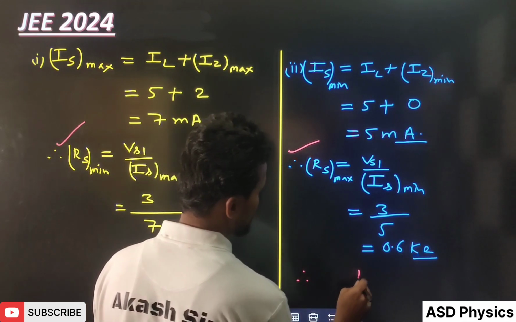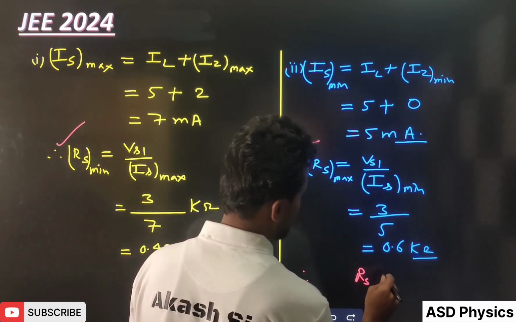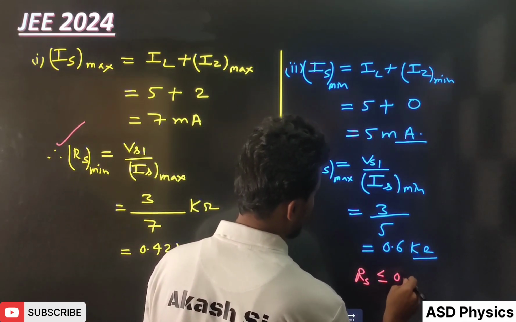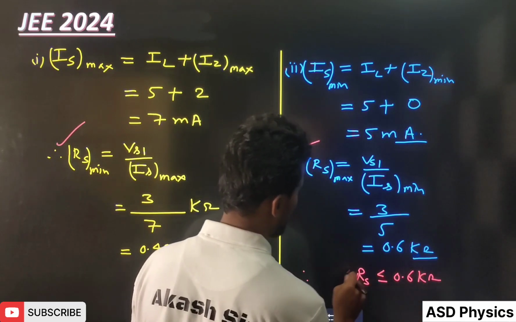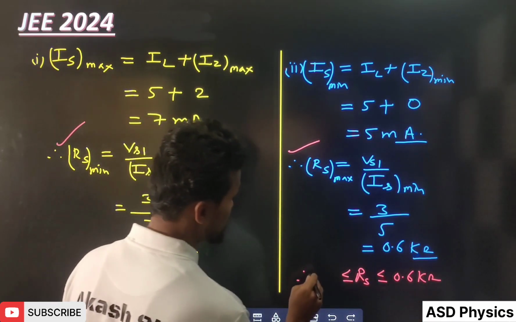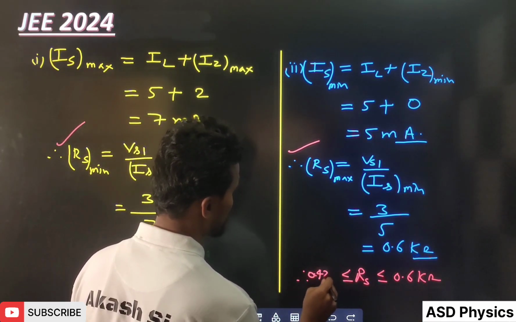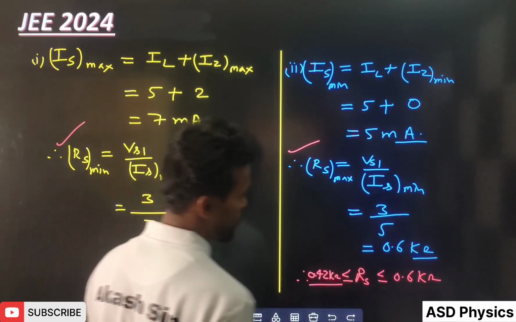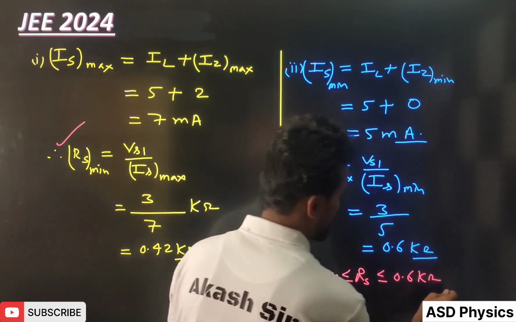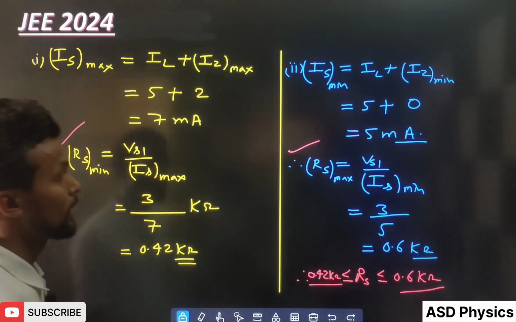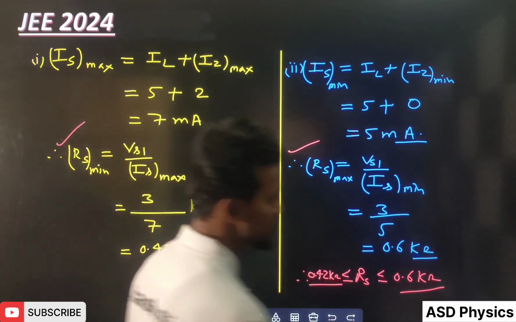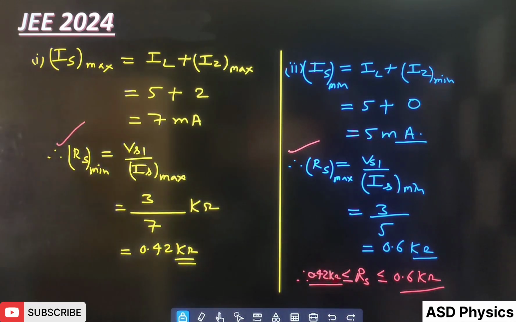So if we see both the things, this first one and this second one, we can write that this Rs value should be less than or equal to 0.6 kilo ohm and greater than or equal to 0.42 kilo ohm. So 0.42 kilo ohm is the minimum and 0.6 kilo ohm is the maximum value, is it?